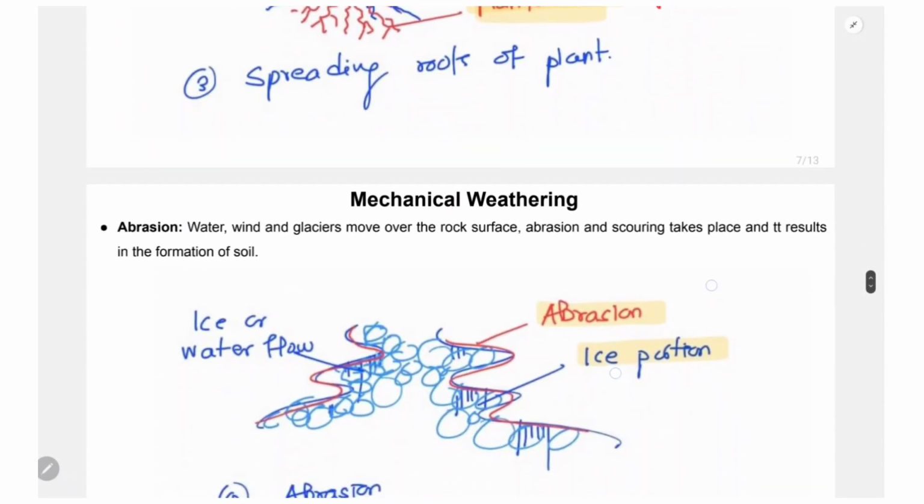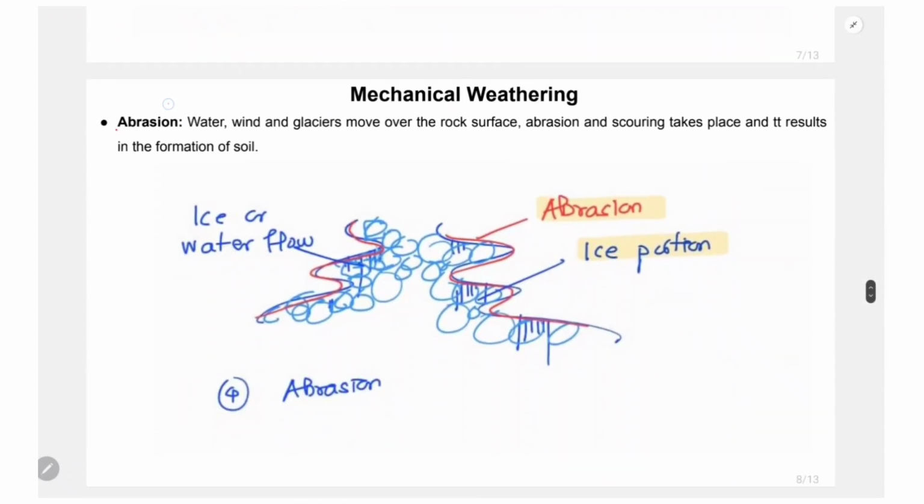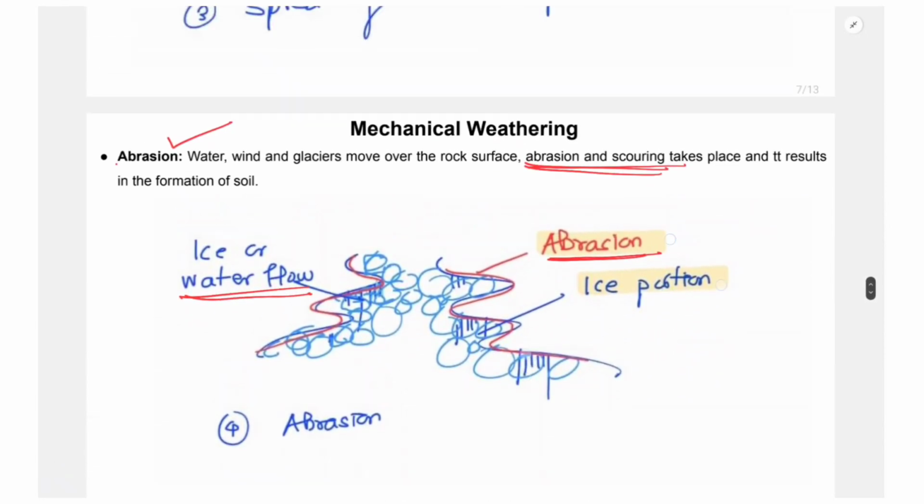Then the last physical factor by which soil forms is abrasion. With respect to the flow of water or ice, erosion happens. If some particles, materials or soil lie in the direction of flow and the stability of this material is low, then erosion occurs, and with erosion, abrasion and scouring take place, and due to that the soil gets formed. These are the physical factors.